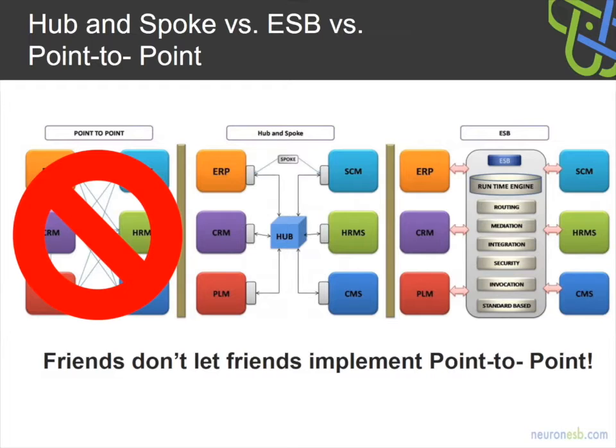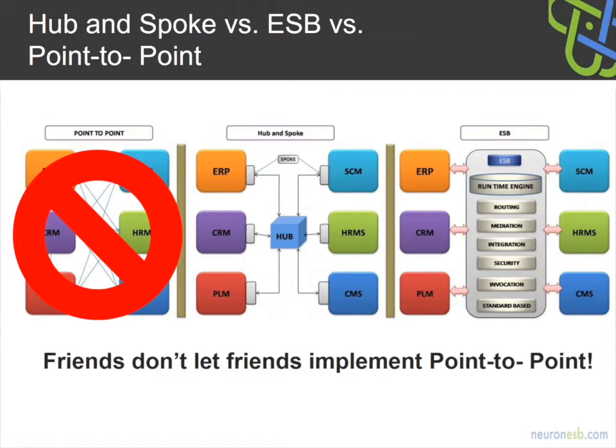So now that we have a better understanding of what an ESB is or can be, how does it differ from traditional integration brokers? Well, it usually comes down to architecture. When most people think about integration architecture, they think about three possible roads to travel down: point to point, hub and spoke, or an ESB.